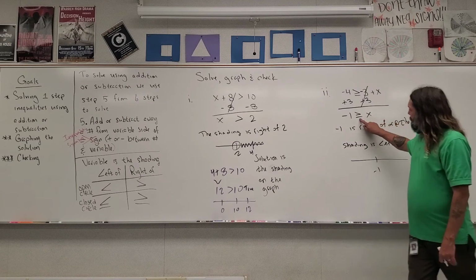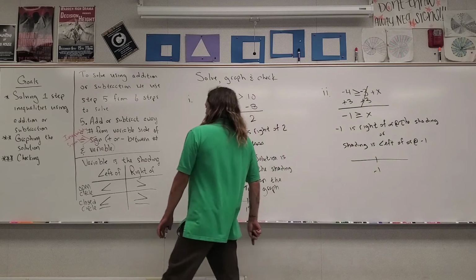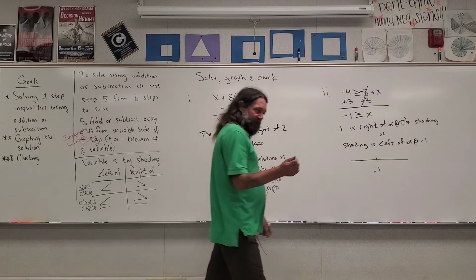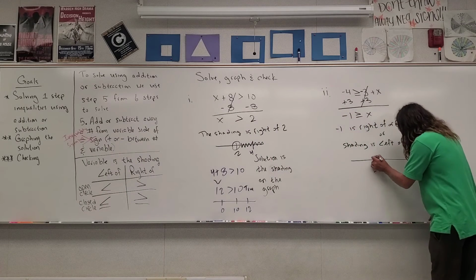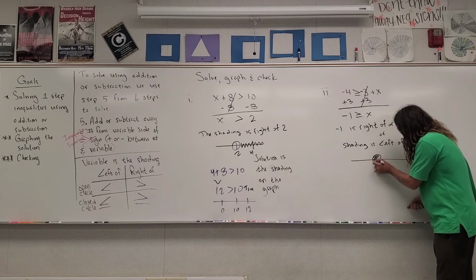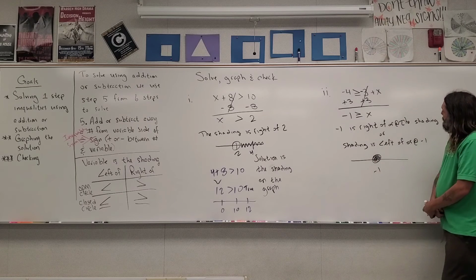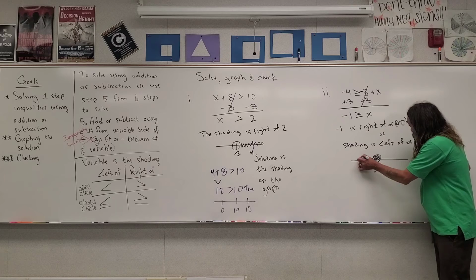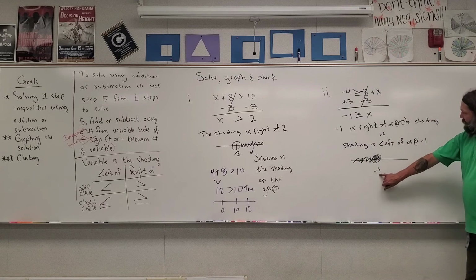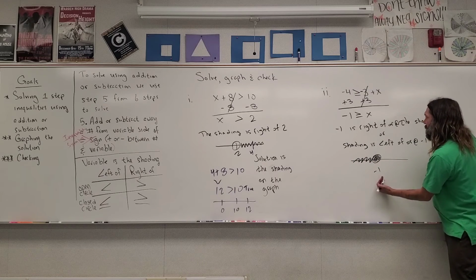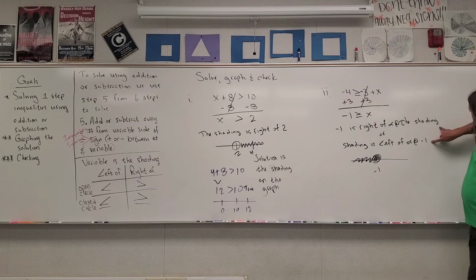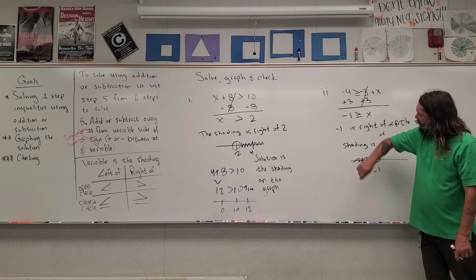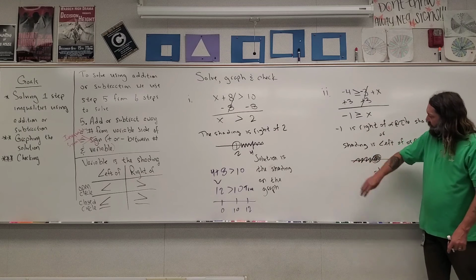So I have this symbol, which means that I have a closed circle. So let's shade that in here. And the shading is left of that closed circle. But I could also say that -1 is on the right side of the shading. So both of these statements do describe this. So I've solved it, I've graphed it. Remember, the solution is the shading on the graph.